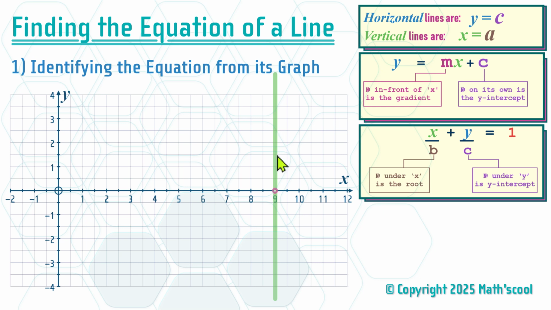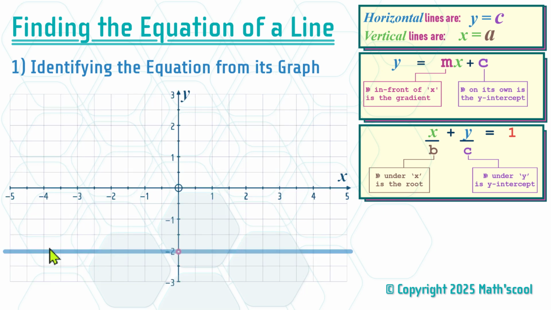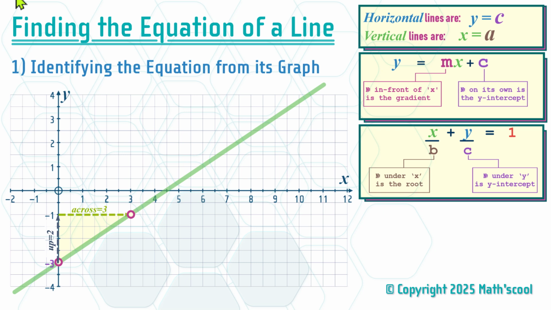So this is a vertical line. Vertical lines are all of the form x equals a. Where does it cross the x-axis? At 9. So this line is just x equals 9. That's that line. X is 9. This is a horizontal line. They're always of the form y equals c. Where does it cross? It crosses at minus 2. So the equation of the line is just y equals minus 2. They're easy, horizontal and vertical lines.